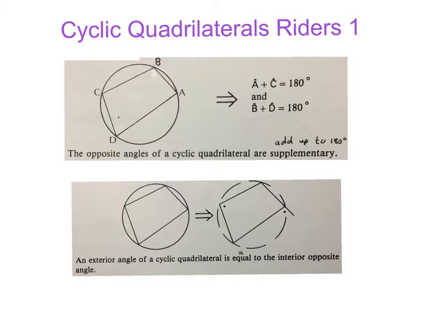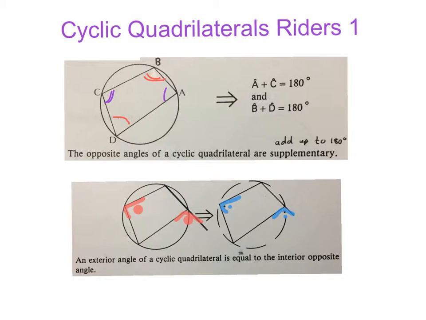cyclic quad. The first theorem says the opposite angles of a cyclic quadrilateral are supplementary, adds up to 180 degrees in other words, which means that red and that red angle will add up to 180 degrees, and that purple and purple angle would add up to 180 degrees.